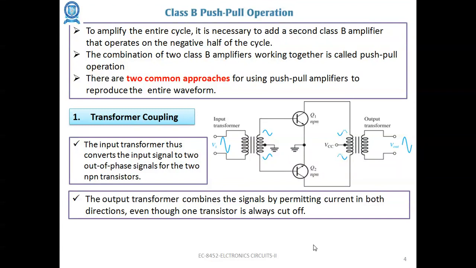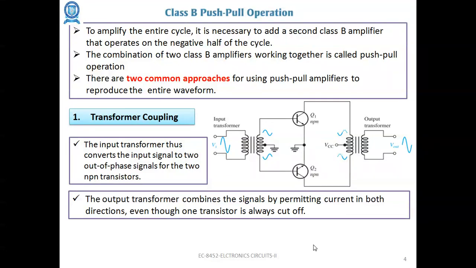For a positive half cycle of the input, A is positive and B is negative. Due to this, Q1 is driven into the active region while Q2 is in cutoff. Thus, base current IB1 flows while IB2 equals 0. Hence IC1 flows through the upper part of the primary of the output transformer while IC2 equals 0. Thus the positive half cycle is produced across the load.